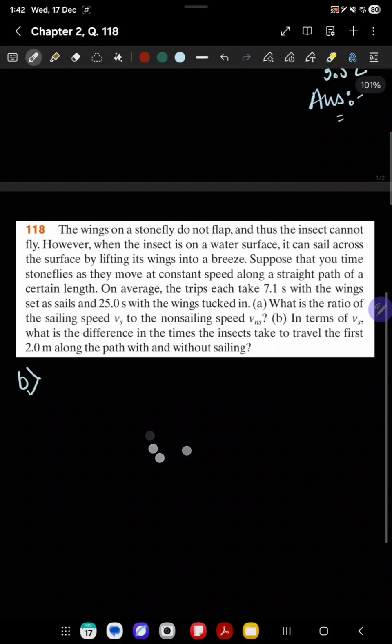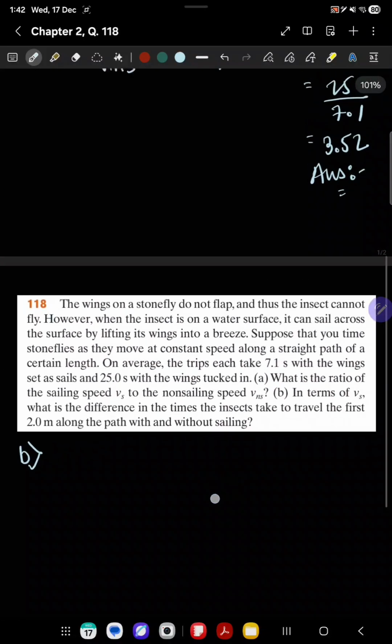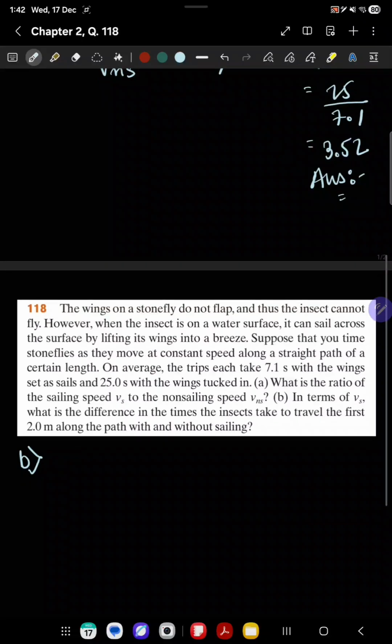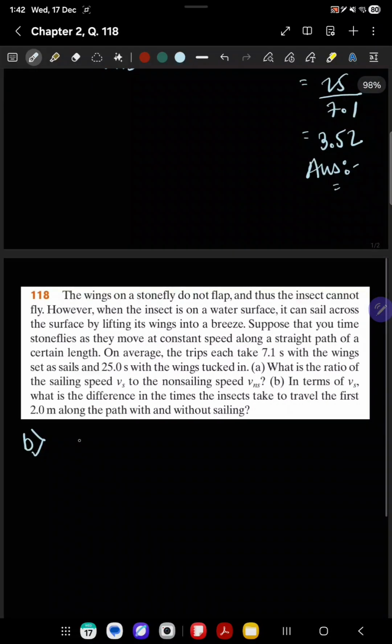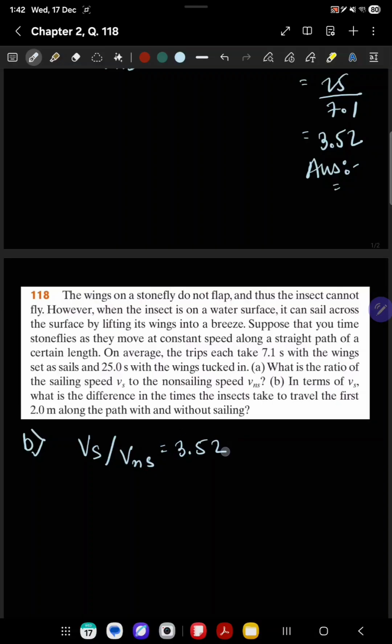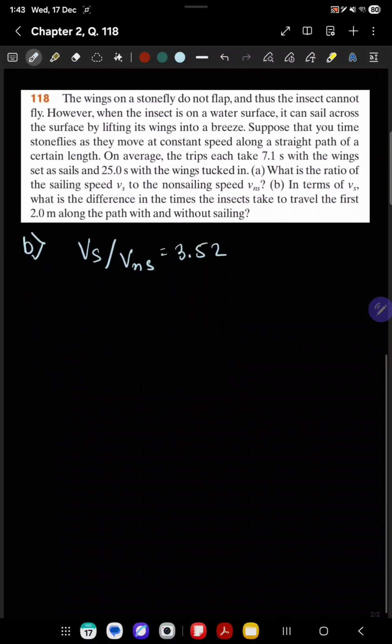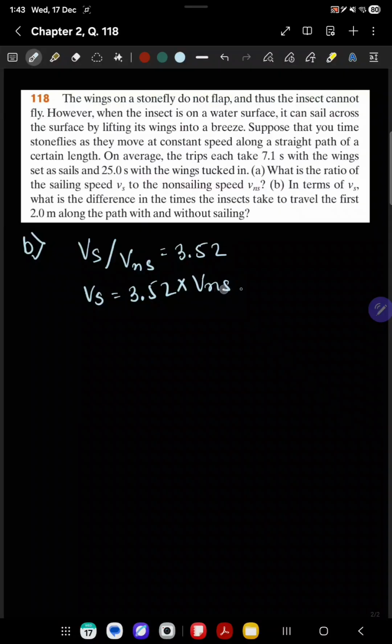Okay, so from the above part, we have found out that Vs upon Vns is 3.52, right? So we will be using this relation in this question also. So Vs equal to 3.52 into Vns.